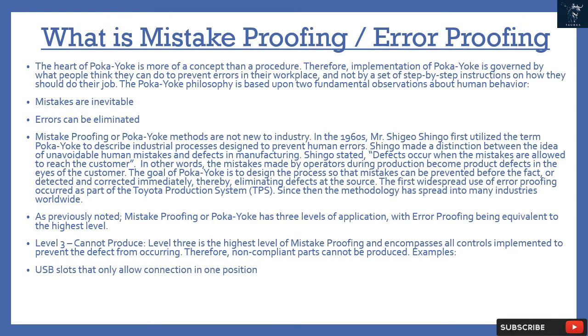As previously noted, mistake proofing or Poka Yoke has 3 levels of application, with error proofing being equivalent to the highest level. Level 3, cannot produce. Level 3 is the highest level of mistake proofing and encompasses all controls implemented to prevent the defect from occurring. Therefore, non-compliant parts cannot be produced. Examples: USB slots that only allow connection in one position, assembly fixtures that prevent parts from being inserted incorrectly.